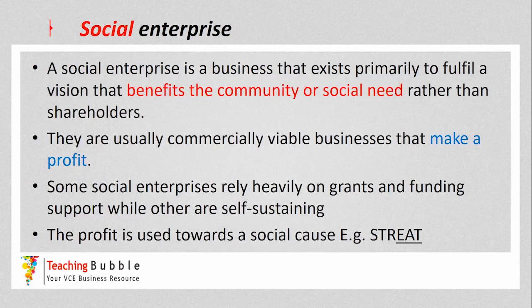So we'll start off with a social enterprise, which is a business that exists primarily to fulfill a vision that benefits the community or a social need rather than simply shareholders. Now, they're usually commercially viable businesses in terms that they make a profit through the sale of goods and services. So there's no difference there in terms of the other businesses that we've looked at.